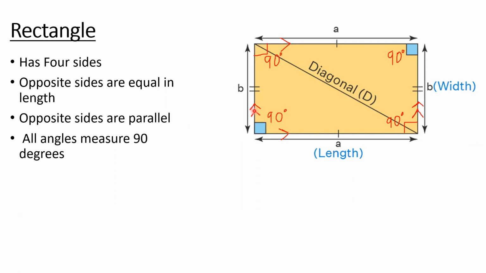So what on this rectangle shows that the two sides are parallel? Does anyone want to help him? What shows that these two sides are parallel? What symbol shows that these two sides are parallel? The double arrow. The double arrow, very good.